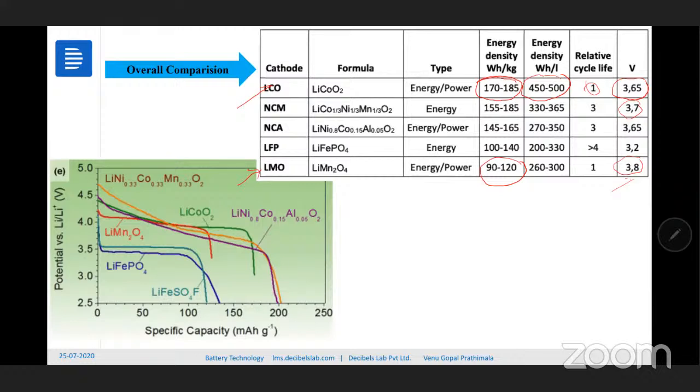So whatever cell you want to select for your application, first you have to decide your application, and then you have to decide your cell. If you're using it for portable applications, like mobiles, then you can go with lithium ferrous phosphate or lithium cobalt oxide. If you're going for traction applications, then you have to go with NMC or NCA based cells. Okay. So what I want to tell you here is that the cell selection depends upon your application.